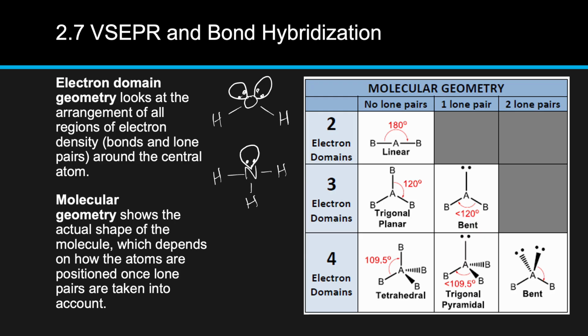Now let's do one more. Let's do BH3. So remember, boron is one of those incomplete octets. There is not a lone pair on the boron, which means this would be trigonal planar. Now, if they asked you for the electron domain geometry, there are no lone pairs on that boron. So the electron domain geometry is the same as the molecular geometry, which would be trigonal planar.